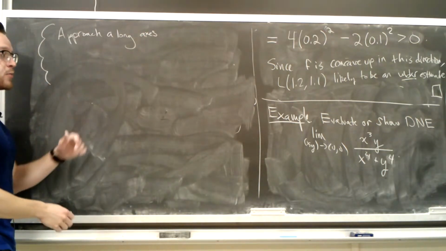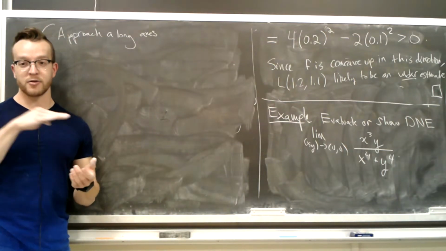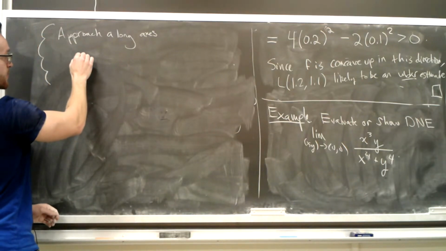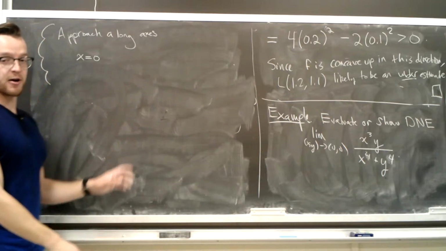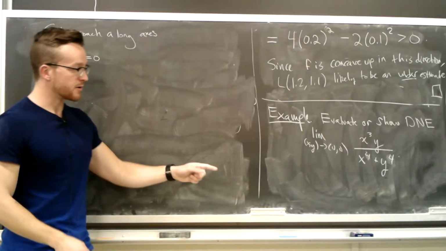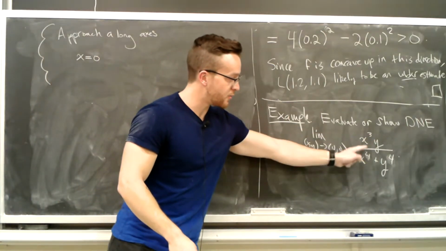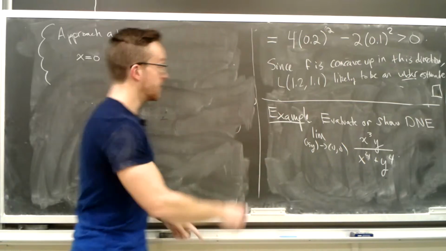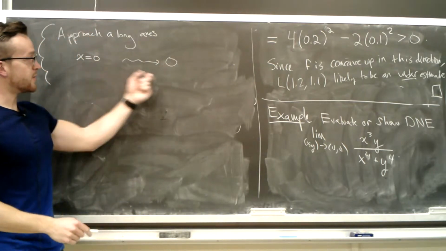What do I mean by approaching along the axes? Mathematically, I just mean setting either y to be 0 or x to be 0. So for example, set x to be 0, and I'll write this out more formally when I do my solution, but like I said, right now I'm just kind of brainstorming. If I set x to be 0, I get 0 over y to the 4th. That's 0. So the limit here would be 0.